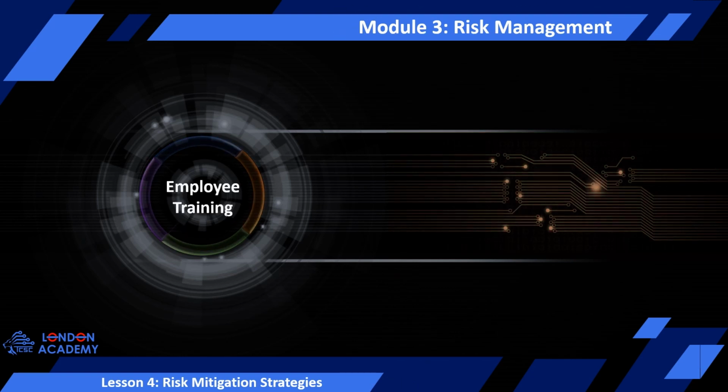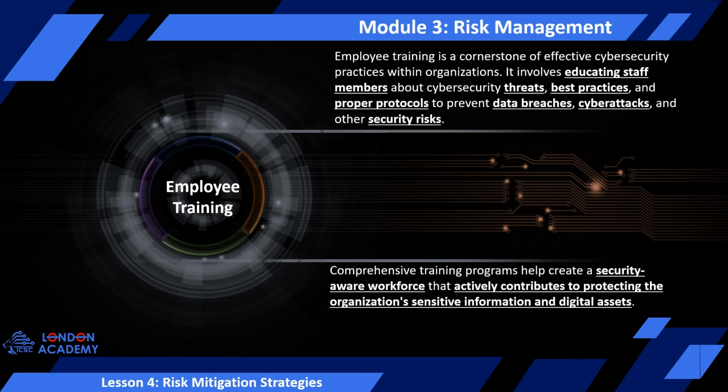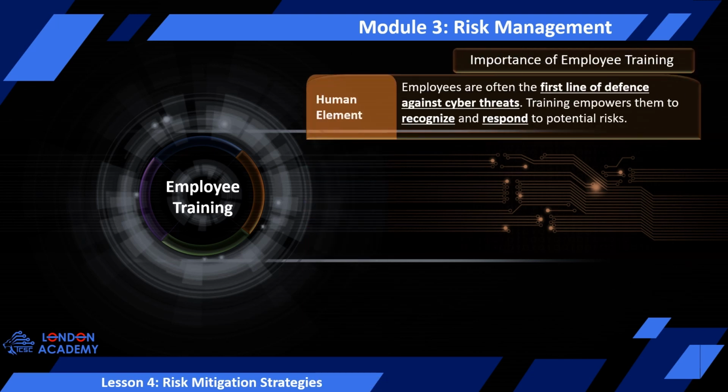The fourth and last mitigation strategy we will cover in this lesson is employee training. Employee training is a cornerstone of effective cybersecurity practices within organizations. It involves educating staff members about cybersecurity threats, best practices, and proper protocols to prevent data breaches, cyber attacks, and other security risks. Comprehensive training programs help create a security-aware workforce that actively contributes to protecting the organization's sensitive information and digital assets.